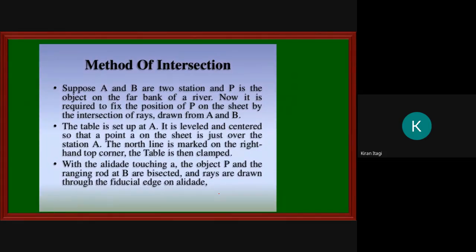Suppose you have A, B, C, and D. Suppose A and B are the two stations and P is an object on the far bank of the river. Now it is required to fix the position of P on the sheet by intersection of rays drawn from A and B. It means we keep the plane table at A and B. The table is set up at A, leveled and centered so that the point on the sheet is just over the station. North is marked on the right hand top corner. The table is oriented. With the help of the alidade, touching the object P, the ranging rod at P is bisected and the rays are drawn.